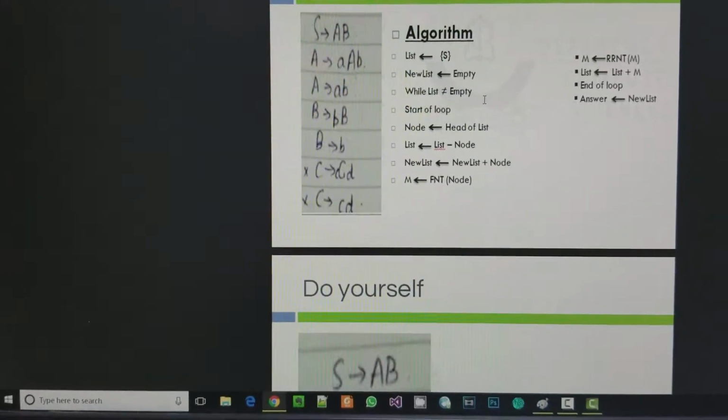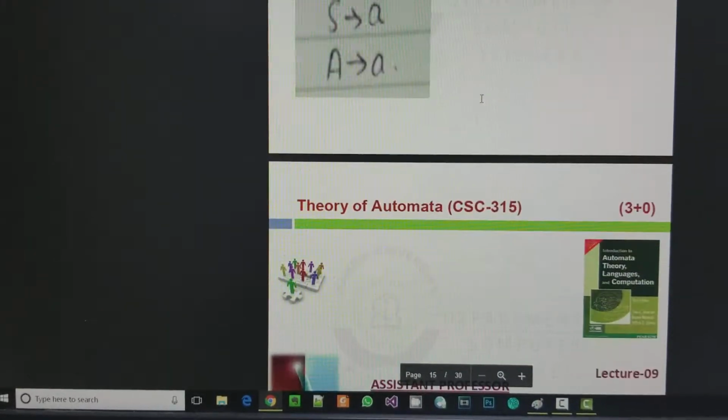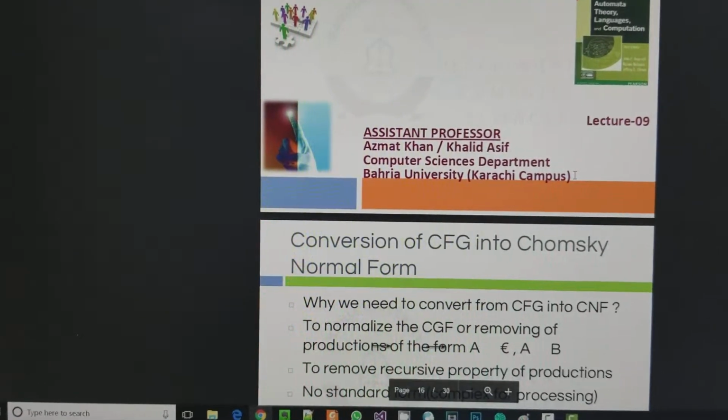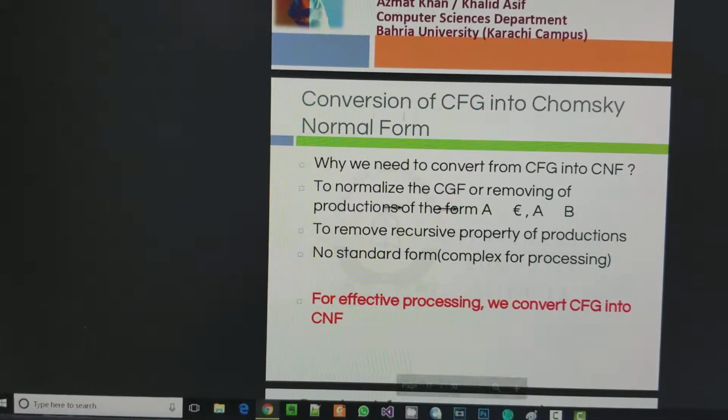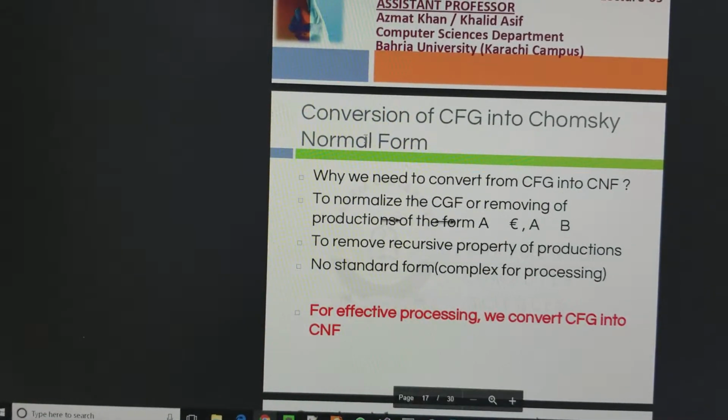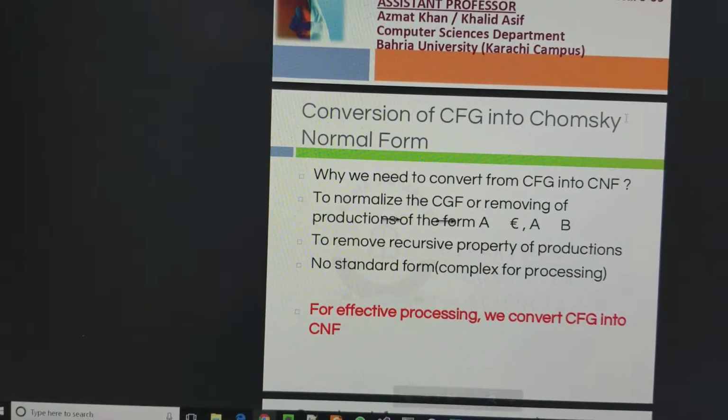Alright guys, in the last video we studied Lemma 2 example, and in this specific lecture I'm gonna give courtesy to my teacher. We're gonna look at the conversion of CFG, context-free grammar, into Chomsky normal form.